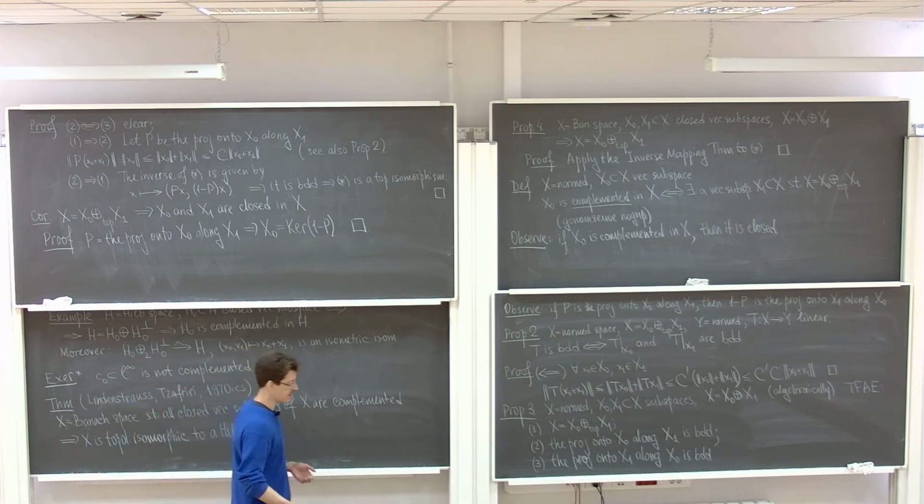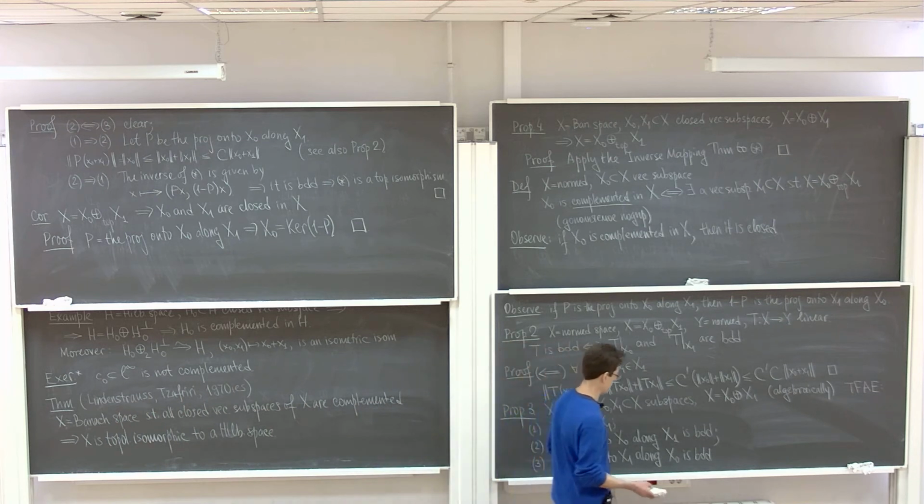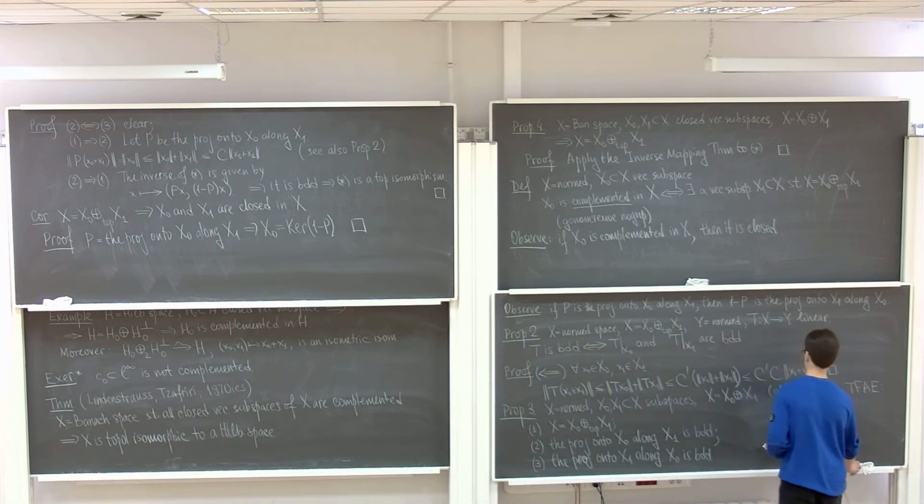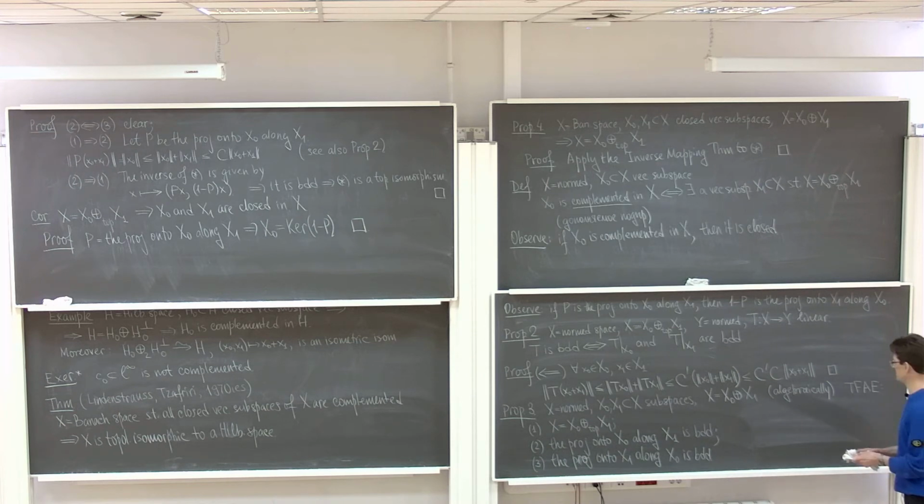The result is highly non-trivial, so of course I'm not going to prove it. But nevertheless, it shows the general rule of Banach space theory. So the non-complemented subspaces exist in abundance.